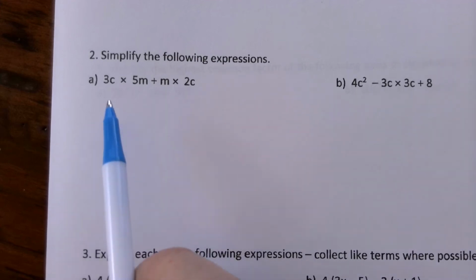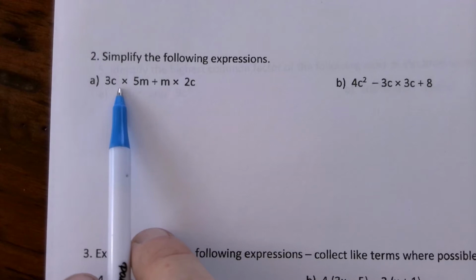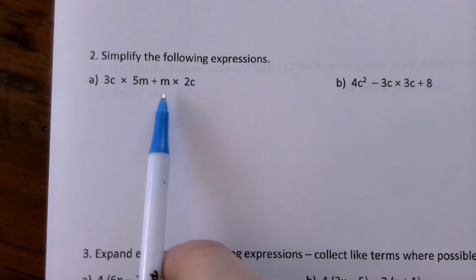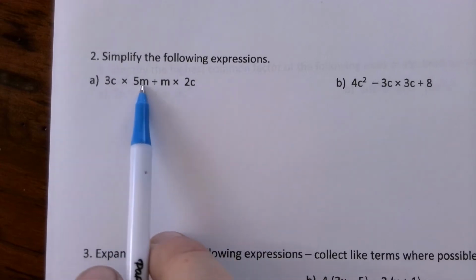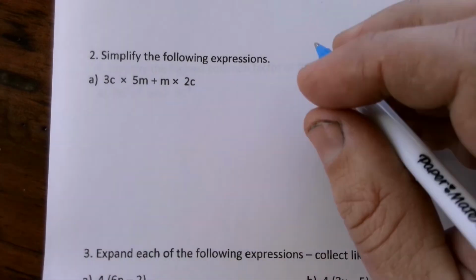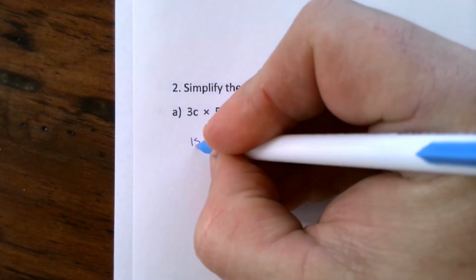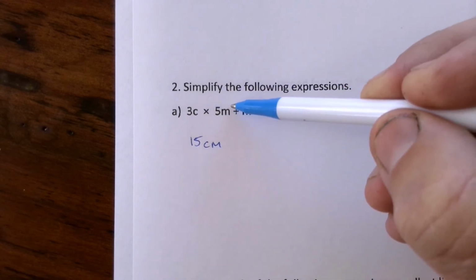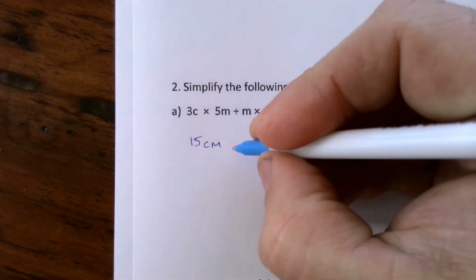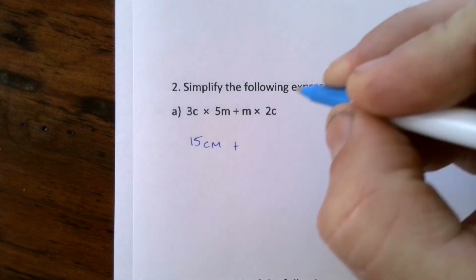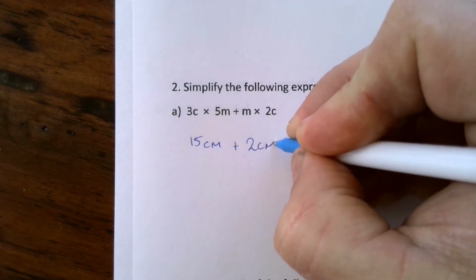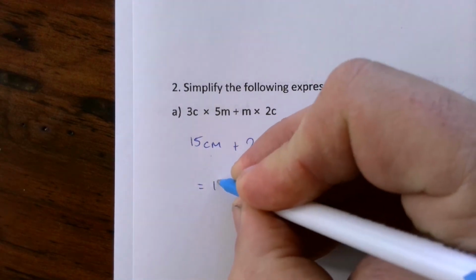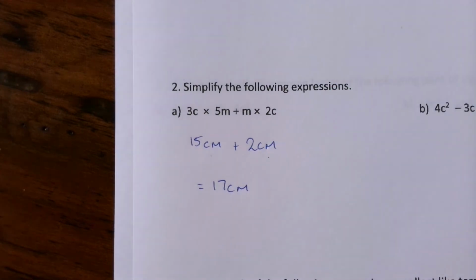In question 2, we're going to have to simplify these, but we need to solve them first. So BODMAS tells us we've got to multiply before we add, so we'll multiply these together. So 3c times 5m makes 15cm. Doesn't matter what order you write the letters in, but it's generally considered good practice to do them in alphabetical order. And I've got 1m times 2c making 2cm altogether. Now I can collect these like terms, so I'll have 17cm altogether.